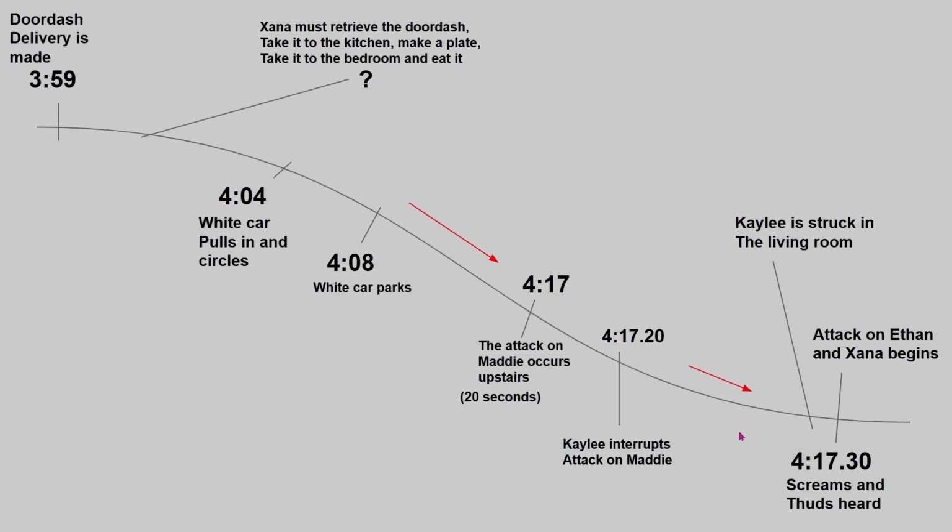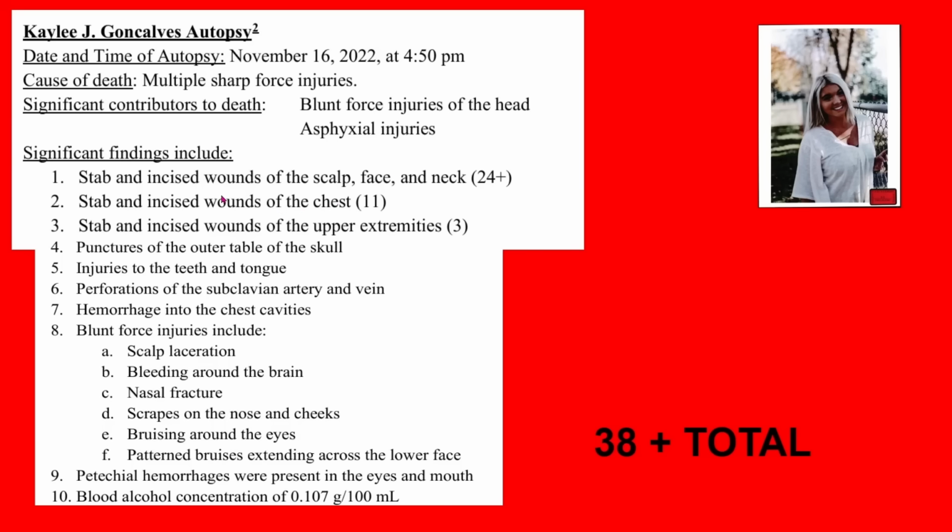Now, here's where we have to dive in even further, because how long does the attack last on Ethan and Xana and Kaylee? Now, when we go to Kaylee, we know that she had stabbing incised wounds to the scalp, face, and neck, 24 plus. Stabbing incised wounds of the chest, 11, and the upper extremities, 3. That's 38 plus total. So I'm going to account for 2 of those happening in the living room because of the cast off with the mixture. That leaves 36 plus total blows. How long would it take according to Asget?